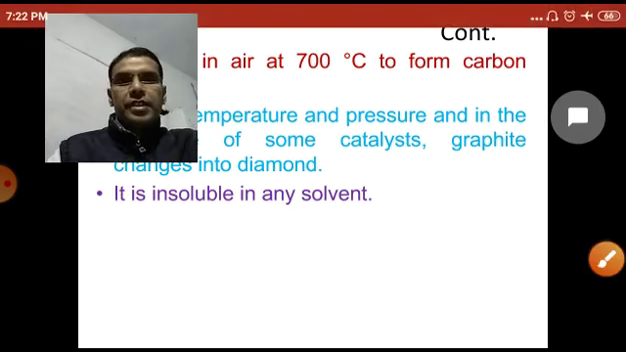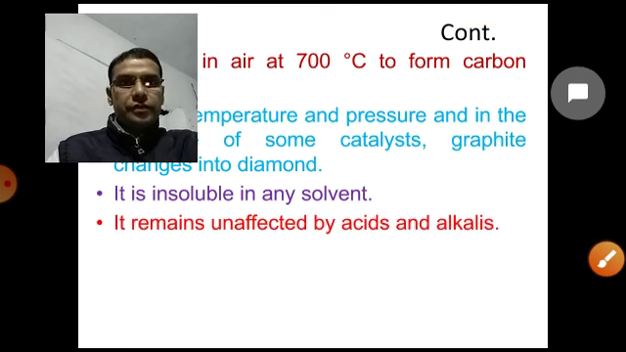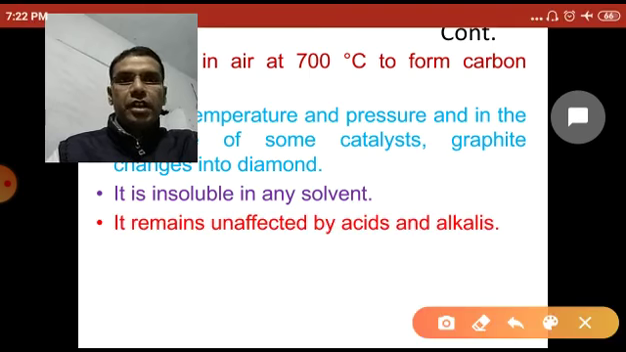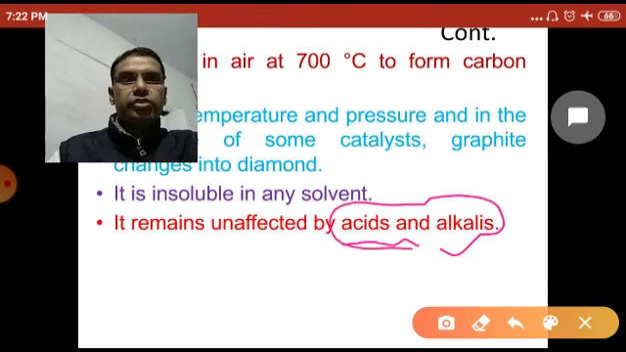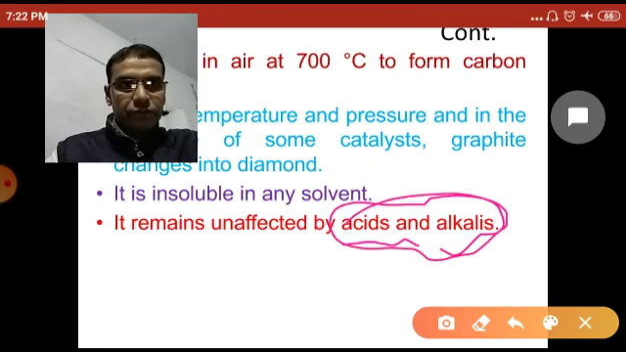Now graphite is insoluble in any solvent, so it remains unaffected by acid and also alkali. So graphite never reacts with acids and alkalis.